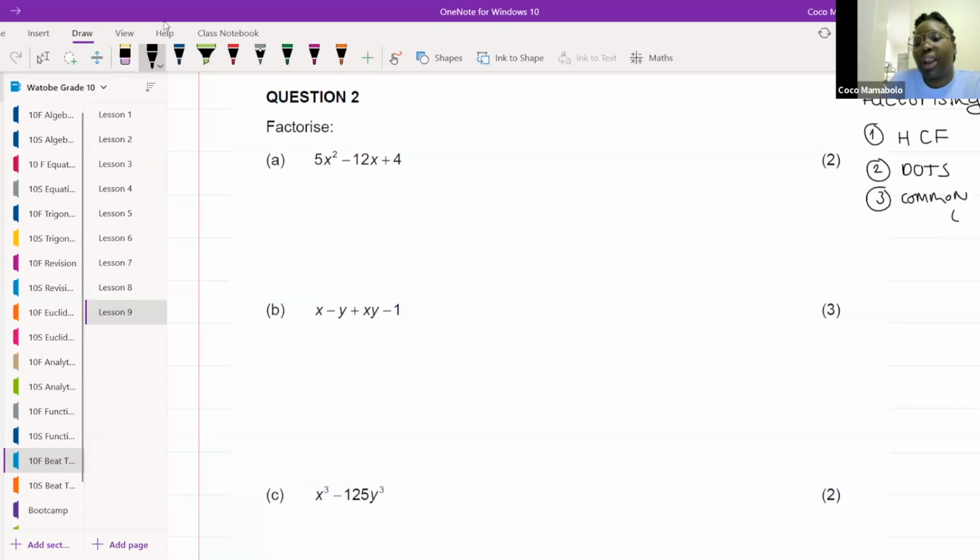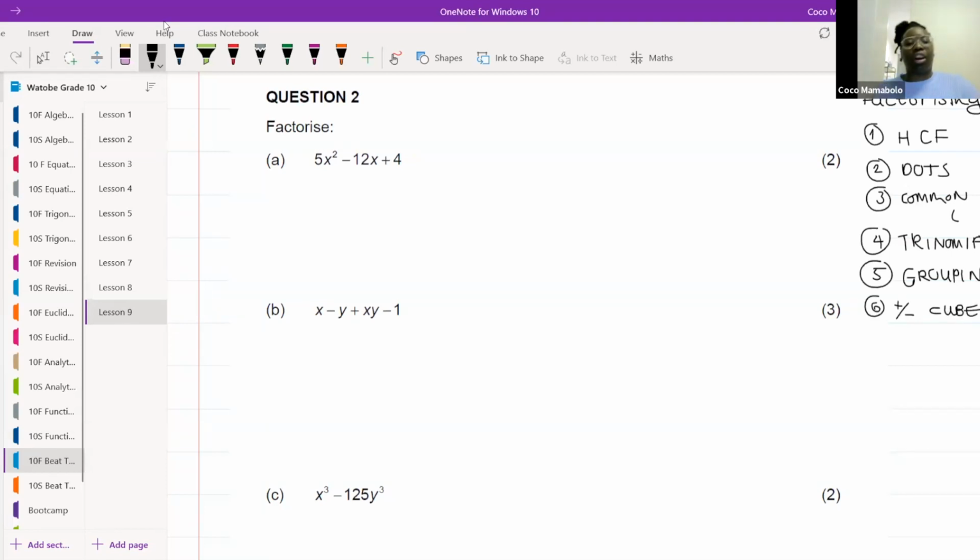Can look for common bracket. We can look at trinomials or quadratics, depending on what it is you call them. We can look at grouping, which is whenever we have 4 or more terms, we need to group. And then we can look at the sum and difference of cubes. Okay, so we need to look for each of these.